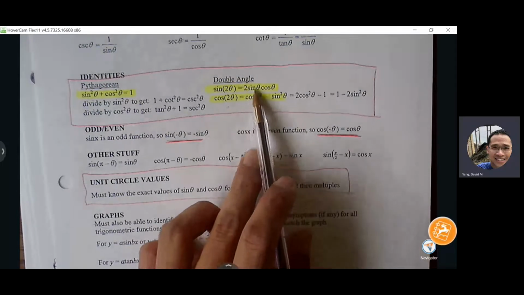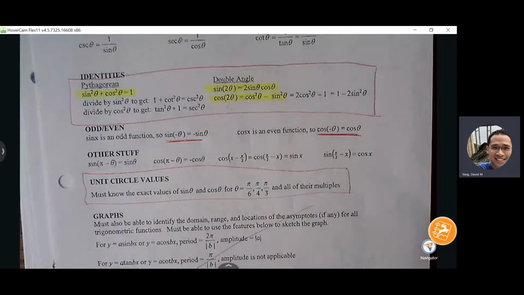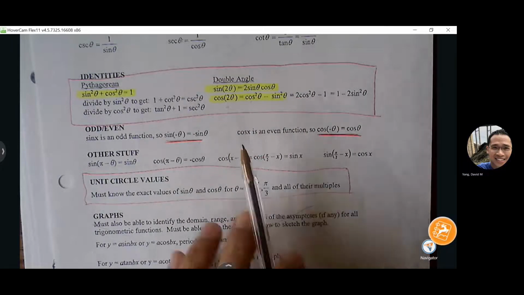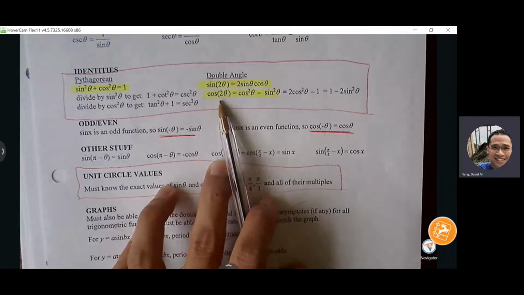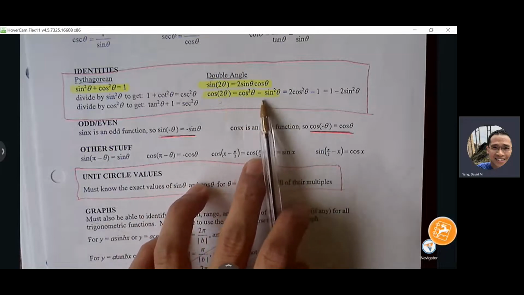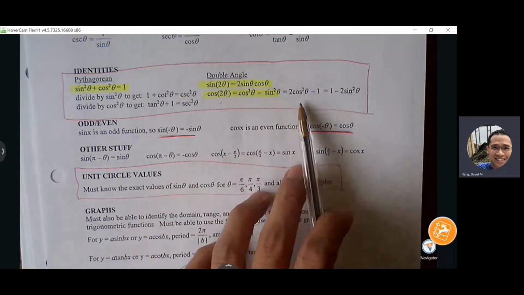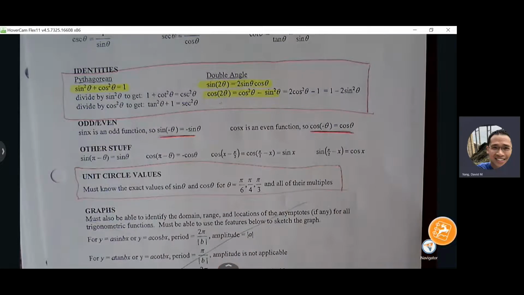Okay, sine of 2 theta, we need to know that. Sine of 2 theta can be expanded into 2 sine cosine. Cosine of 2 theta, if we just know this one, cosine squared minus sine squared, then these other two we can arrive at just by replacing one trig function with the other.